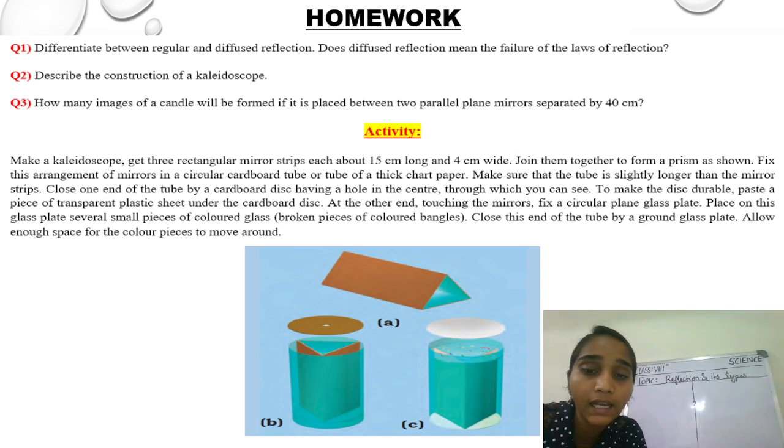Fix a circular glass plate. Place on the glass plate several small pieces of colored glass, like the broken pieces of colored bangles. And you can close this end of the tube by a ground glass plate. Allow enough space for the colored pieces to move around. And then we'll see how it works. You will be enjoying performing this activity.